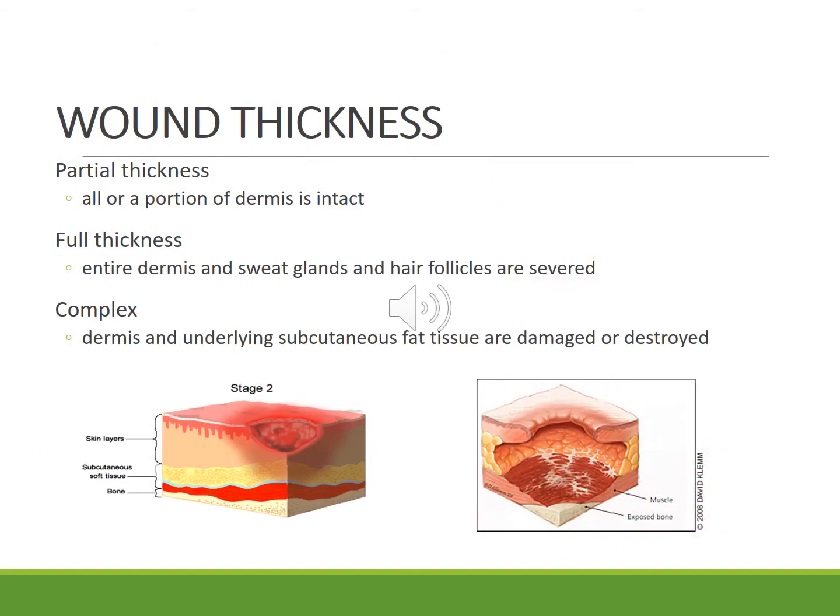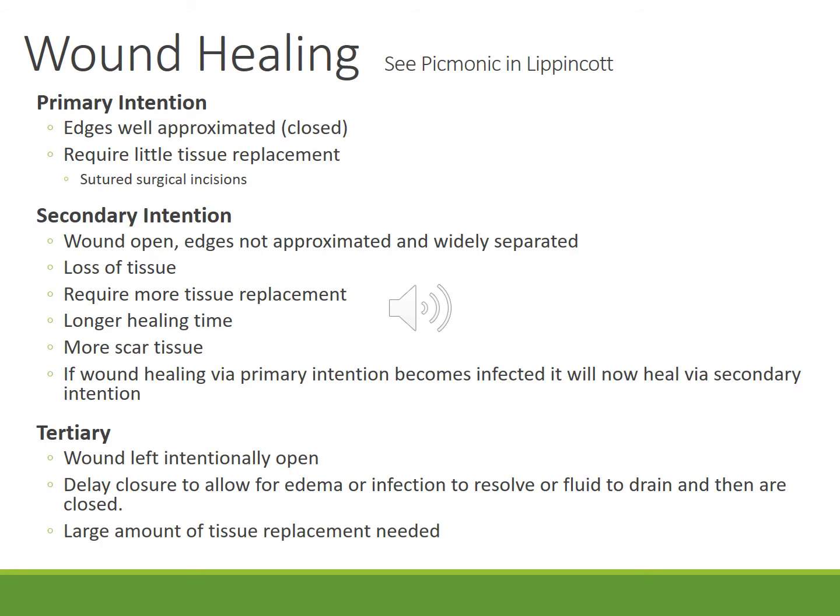And this last stage of how we might classify a wound is with regards to wound thickness. And we will talk a little bit more about this when we talk about staging of pressure ulcers. But we have wounds that have partial thickness, meaning all or a portion of the dermis is intact. We've got full thickness where the entire dermis and the sweat glands and the hair follicles are severed. And then we've got complex, where maybe the dermis and underlying subcutaneous fat tissue is damaged or destroyed. So again, we'll talk a little bit more about these terms as we get into staging of pressure ulcers.